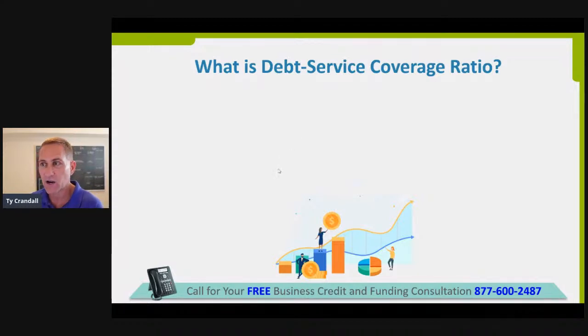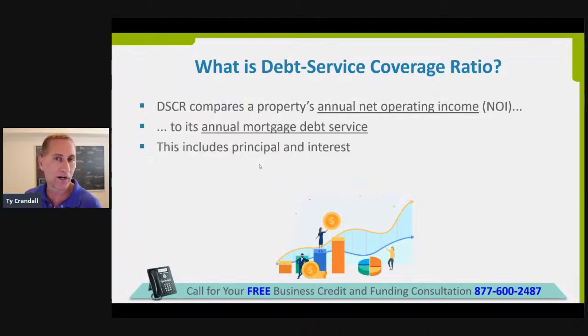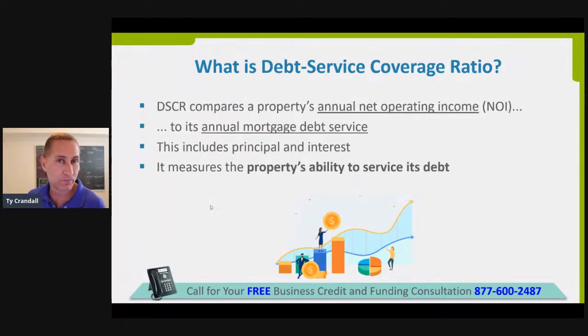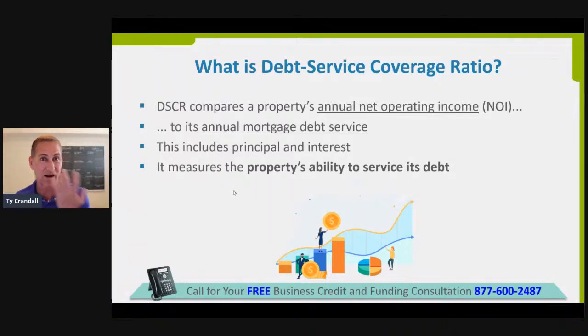So something to consider. Debt service ratio, or debt service coverage ratio, or DSCR, is very important when it comes to commercial real estate. This compares a property's annual net operating income, or NOI, to its annual mortgage debt service. This includes principal and interest, and it measures the property's ability to service its debt. That sentence is very important because in commercial real estate, what they care about more than almost anything else is the property's ability to pay that debt. That's what they want to have happen.